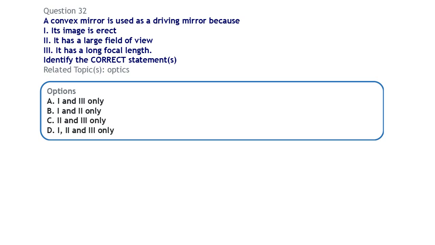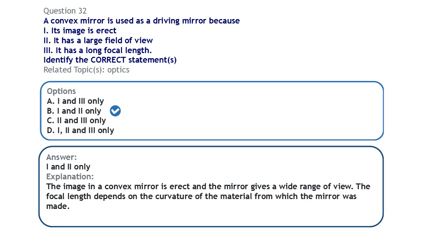Next, a convex mirror is used as a driving mirror because the convex mirror is preferred for use as a driving mirror over the concave mirror because, one, the image that it produces is erect. The second thing is that it also has a large field of view. That means that when you're using a convex mirror, you can see a wide range of things in that mirror, compared to a concave mirror.